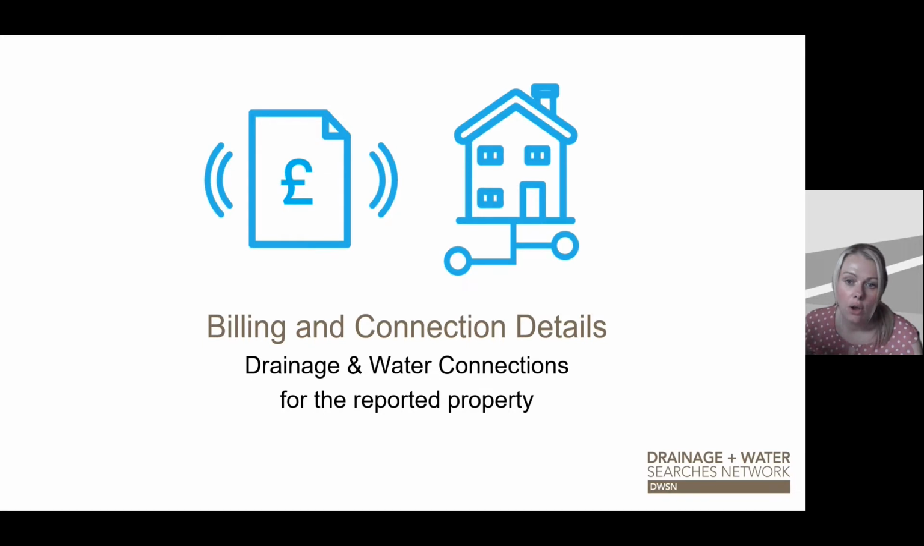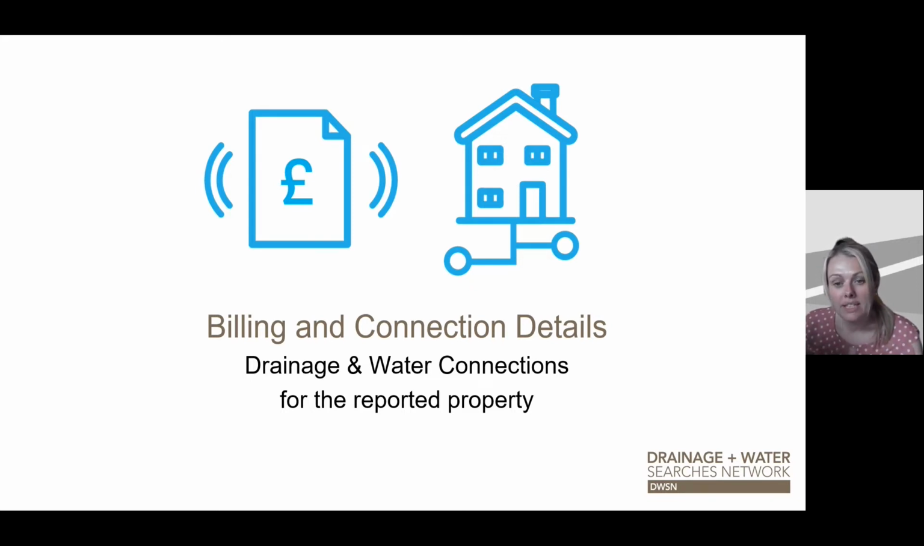In all searches that are compiled by the Water and Sewage Company, we will tell you for which services the property is connected. And there are 3 possible connections. Wastewater to be removed and treated away from the property. Surface water, sometimes known as rainwater, to be taken away and treated. And clean drinking water to be provided to the property.